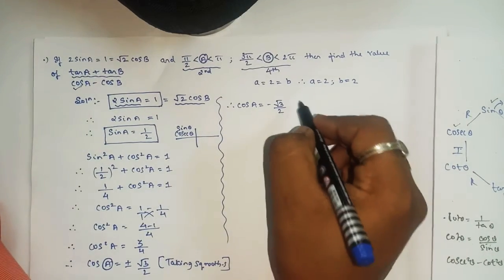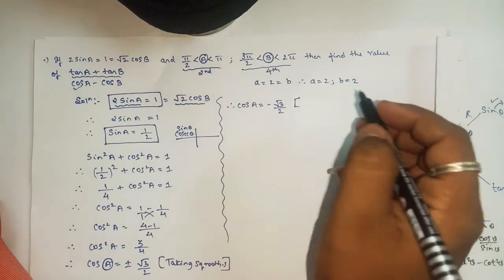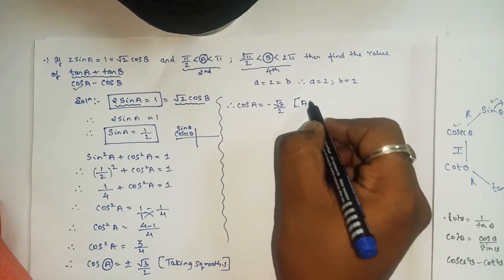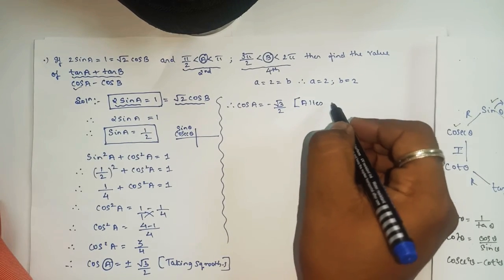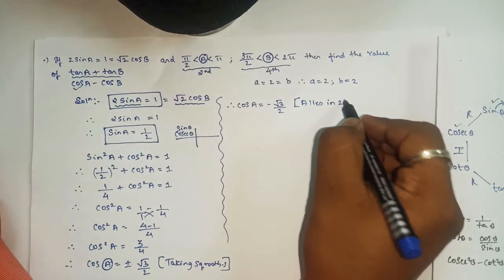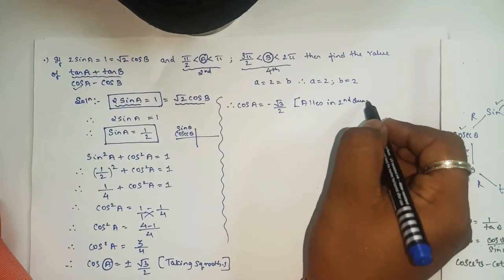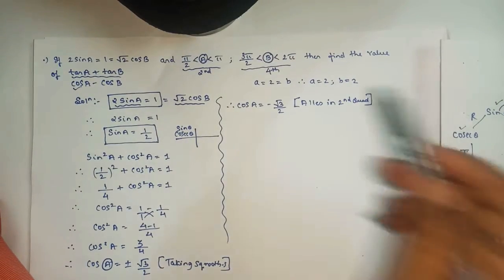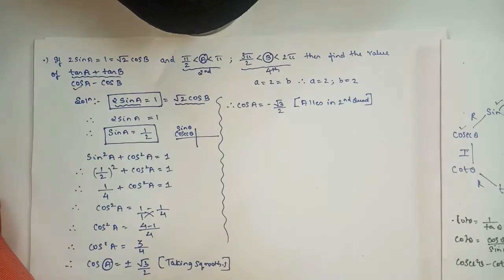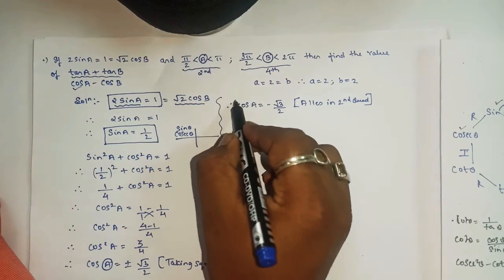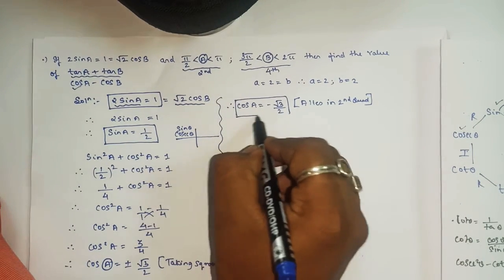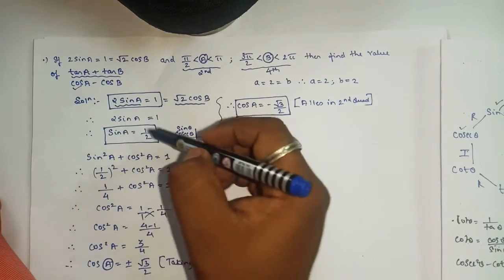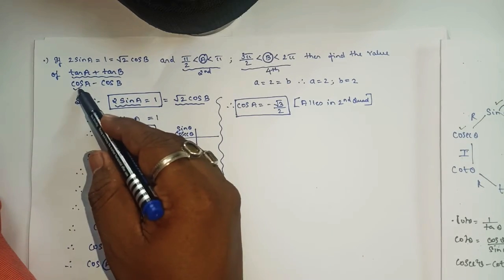Okay, because as per the condition given in the question, A lies in the second quadrant, yes or no? And in the second quadrant we know that sine and cosec are positive, so the rest of the trigonometric functions will be what? Negative. So here we got the answer of cos A also, yes or no? So with the help of sine, here we got cos A.